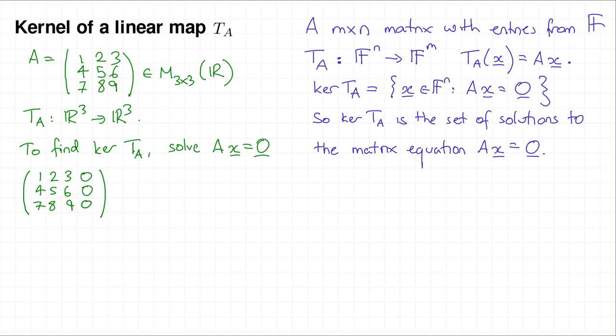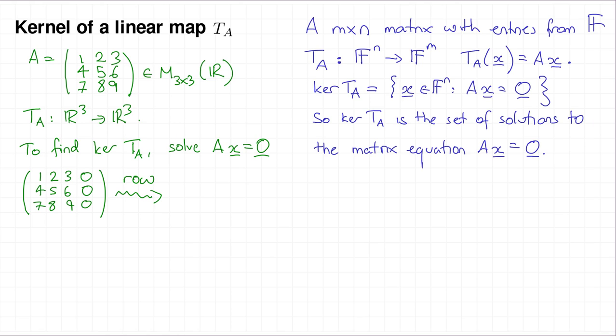I've included the final column of zeros, but actually it's a waste of time to include that because when we do any row operations to this matrix, the final column will just stay as 0, 0, 0 always. But if I want to write down the actual augmented matrix, that's what it is. And then the row-reduced echelon form method for solving these equations is to do row operations to this until we reach a matrix in row-reduced echelon form.